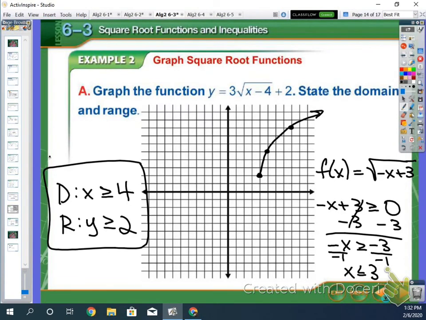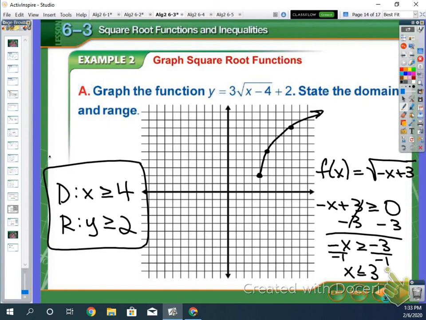All right, we're back. Okay, let me read through these quickly. If we need to talk about any of them, we can. Number 1, domain is x is greater than or equal to 0. Range is y is greater than or equal to 0. Number 2, domain is x is greater than or equal to 0. Range is y is less than or equal to 0. 5, domain, x is greater than or equal to 5 over 2. Range, y is less than or equal to 0. And 6, domain is x is greater than or equal to negative 4, and range, y is greater than or equal to negative 2.